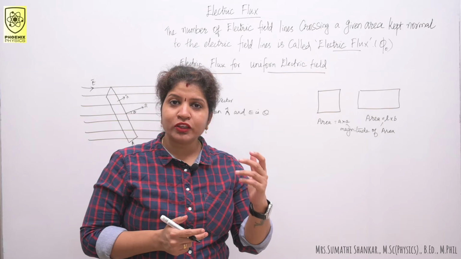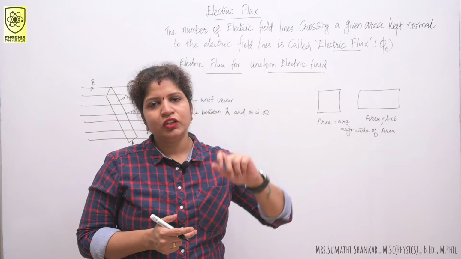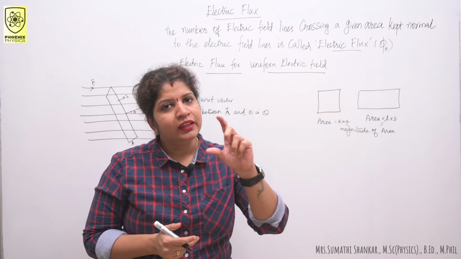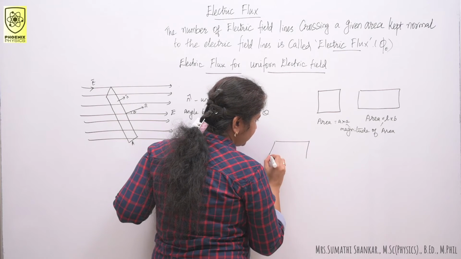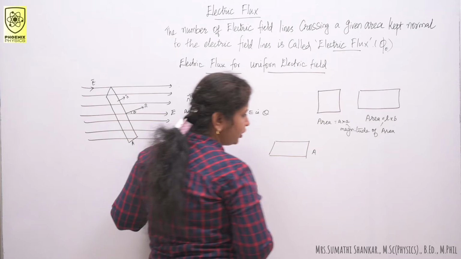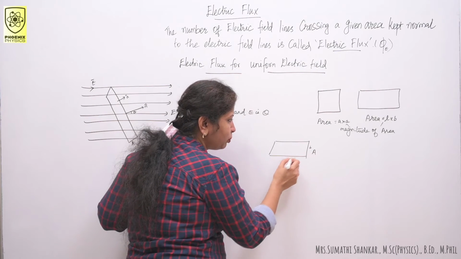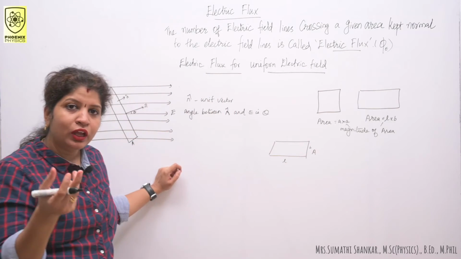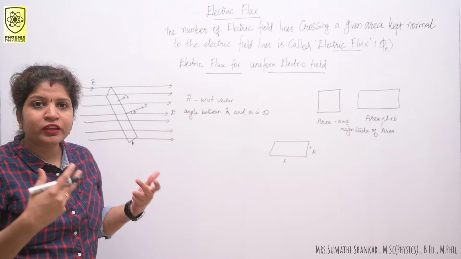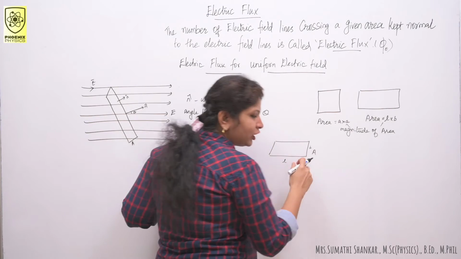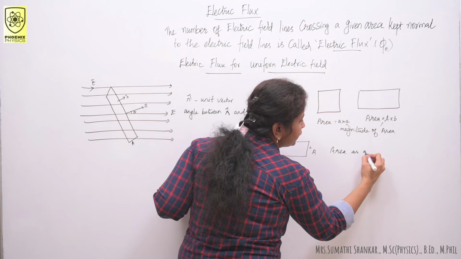But in order to explain electric flux, we need the area term. In that scenario, we are using area vector. For example, consider a surface A. This is my surface A. So this is l and this is b. So automatically the product of l and b will give the magnitude of A. But I said area is a vector quantity. I am constructing or defining area as a vector quantity.